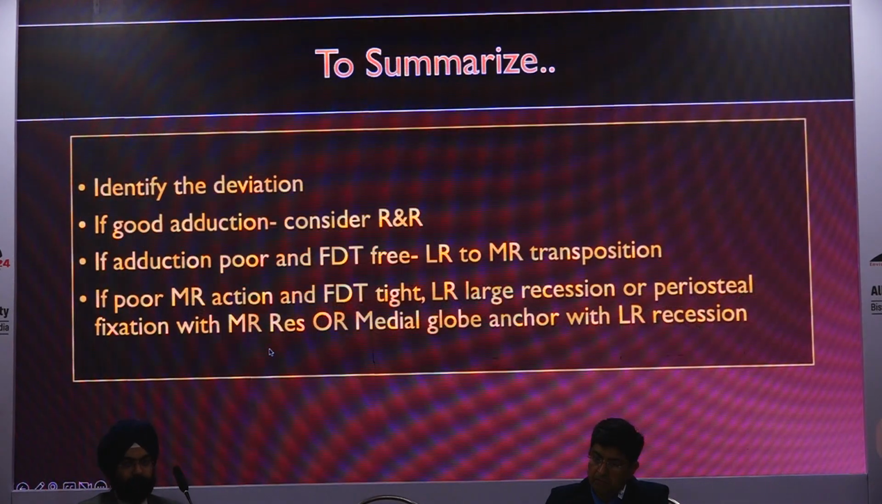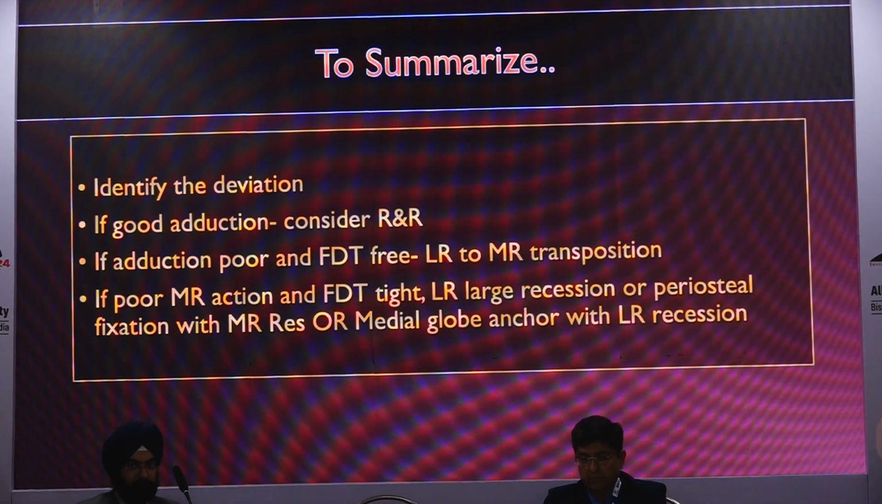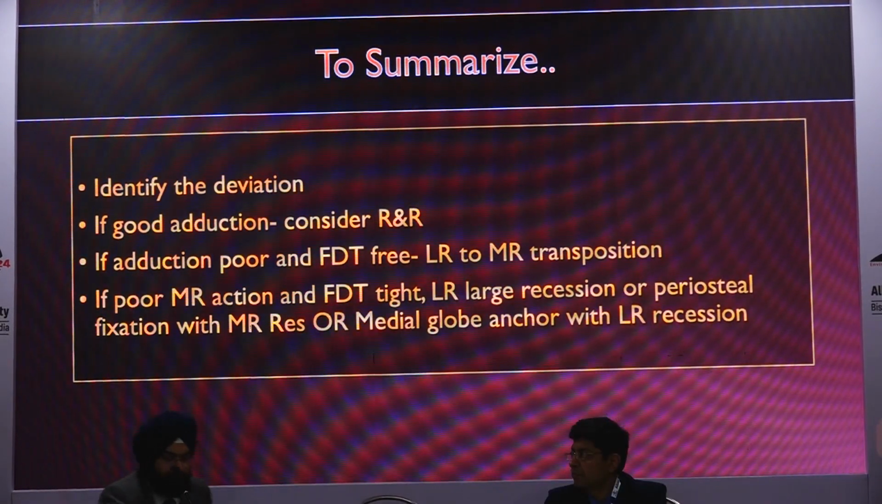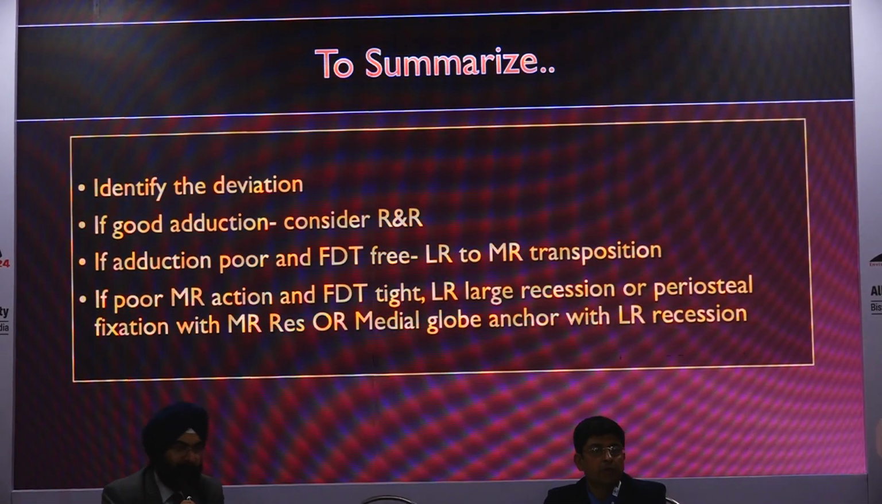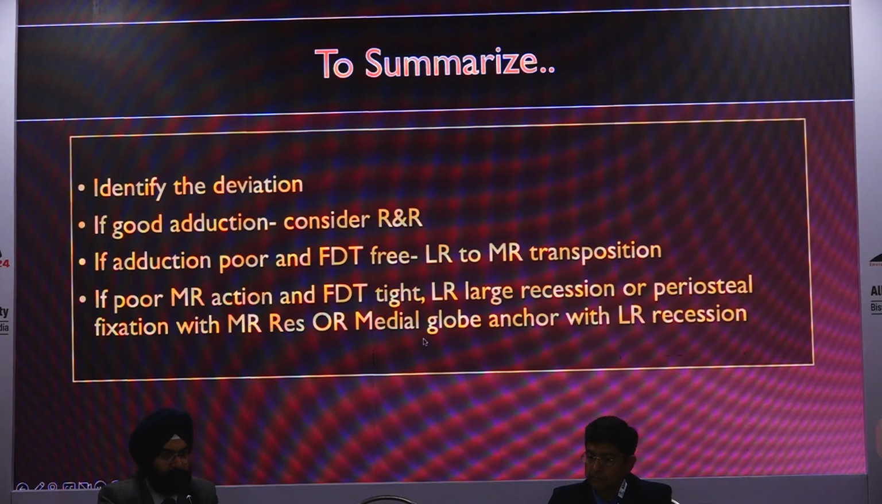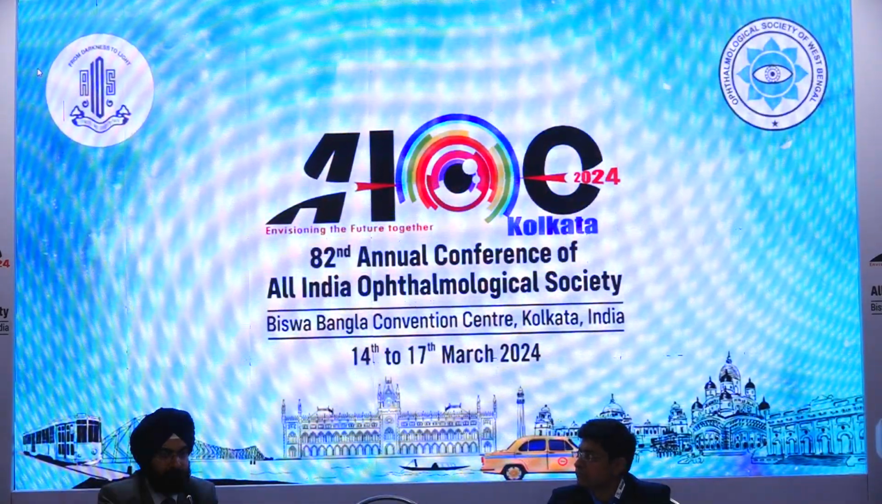So to summarize, in cases of third nerve palsies, it is important to identify the kind of deviation that we are planning to correct. If there is good adduction, consider a recess-resect procedure. If the adduction is poor and FDT is free, we can plan a transposition procedure. And if there is poor MR action and FDT is tight, we can plan periosteal procedures. So thank you. What I have not discussed is isolated medial rectus palsies and IO palsies, and in those cases a tailored approach is needed. Thank you.